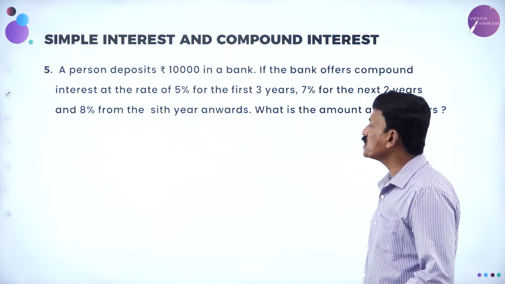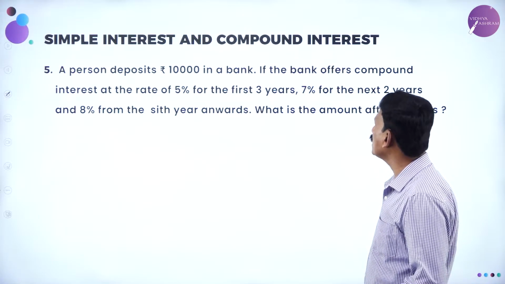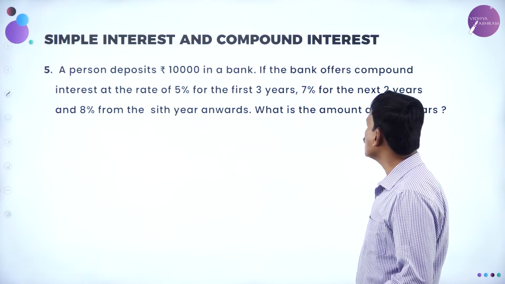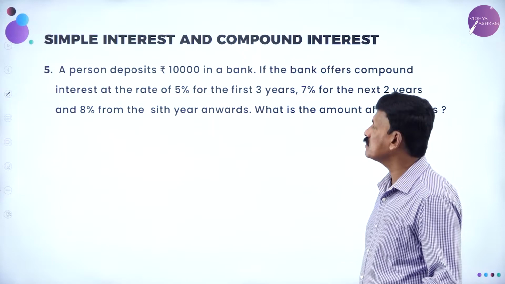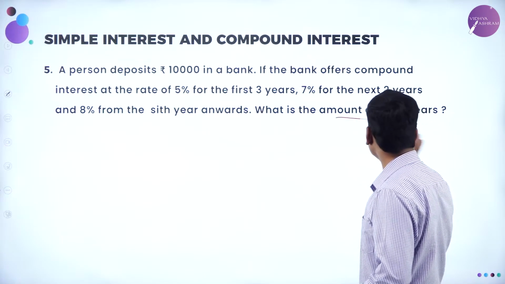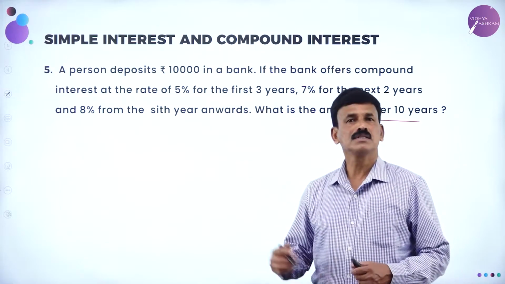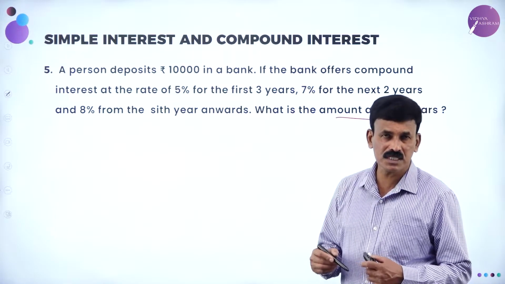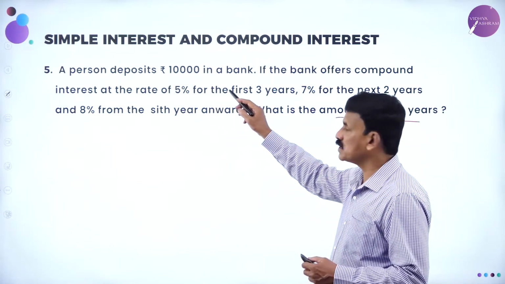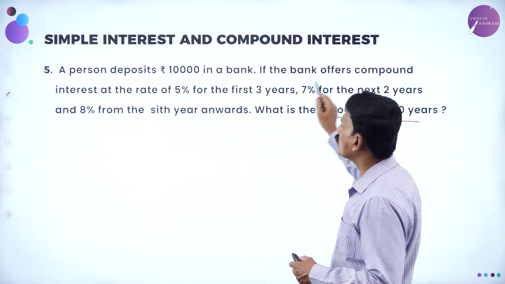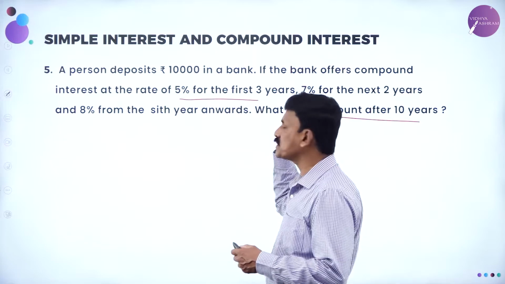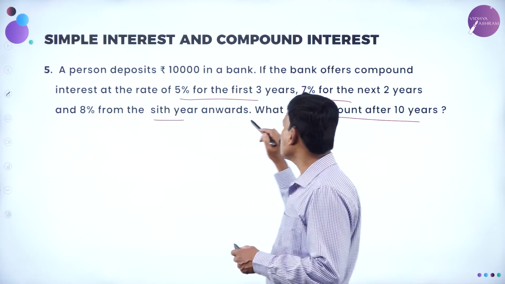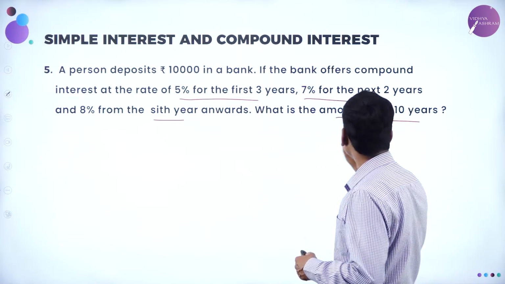A person deposits rupees 10,000 in a bank. If the bank offers compound interest at a rate of 5% for the first 3 years, 7% for the next 2 years and 8% for the 6th year onwards, what is the amount after 10 years? Now this is an example of a problem on variable rate of interest. A person deposits 10,000 in a bank, and the bank offers 5% for the first 3 years, 7% for the next 2 years, and 8% from the 6th year. So what is the amount after 10 years?